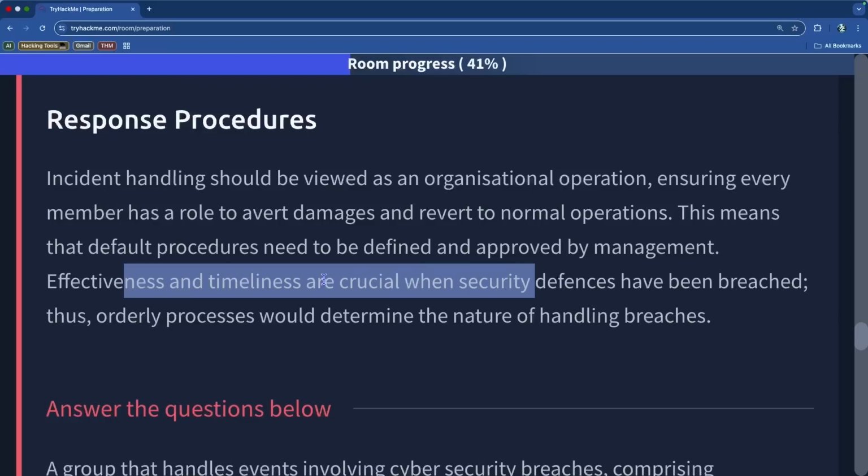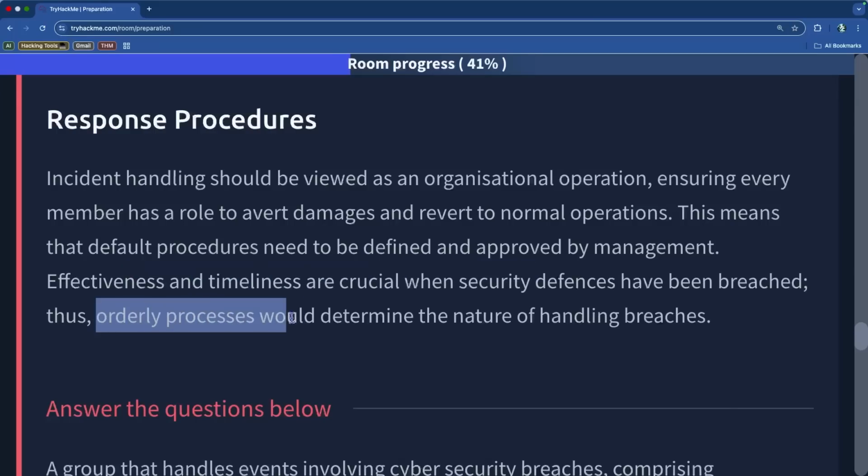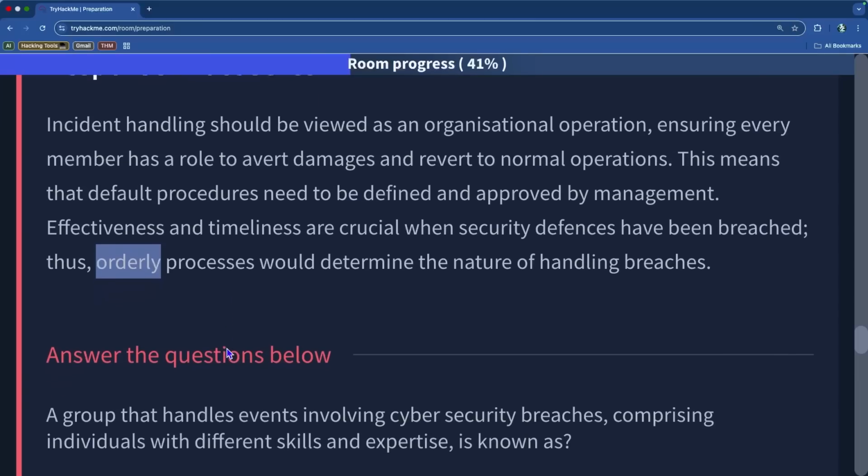Effectiveness and timeliness are crucial when security defenses have been breached. Hence, the incident response element has to be quick, right? You need to be well trained. You need to know what to do, where to go to get your information, where to get your next steps. You need to be well rehearsed so that you're not fumbling, you're not panicking, right? Orderly processes would determine the nature of handling breaches. Not panicking. Orderly means be cool, calm, and collected and know exactly what you're doing. Be organized, right? It's very, very important.